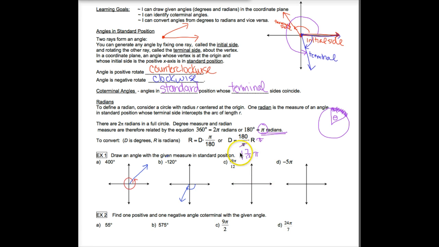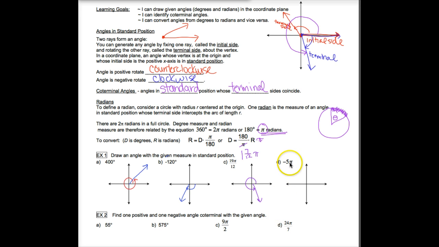So if I'm going to go 1 7/12, so here is 1 pi, and again, it's a little more than 1½. So here's 1 6/12, so just a little more than that, and then draw my terminal side. So there is my 19 pi over 12.